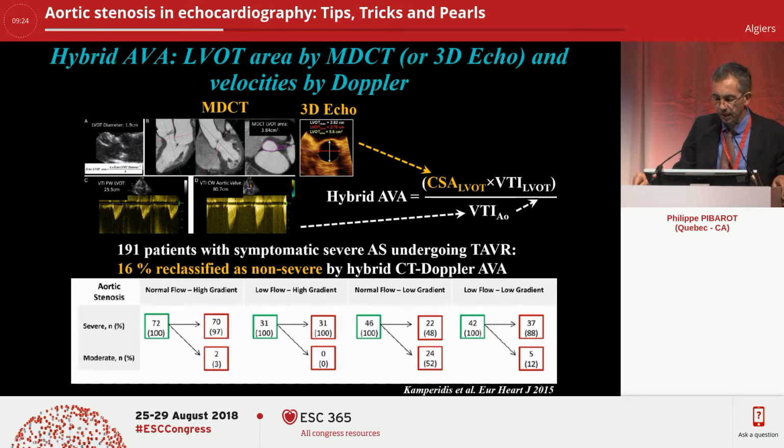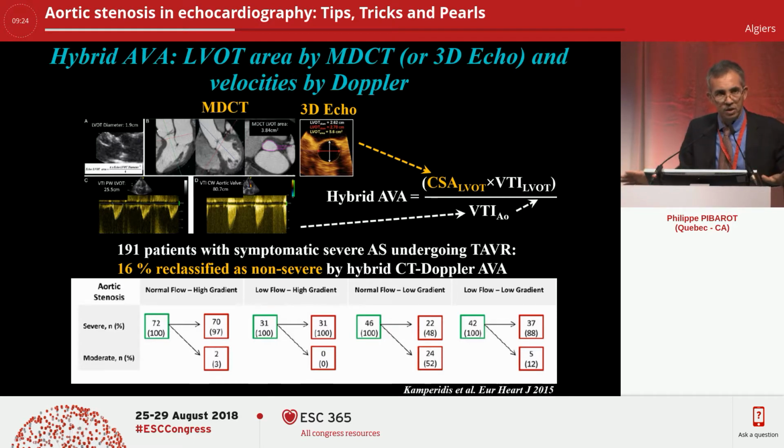And this method has been applied, I should say, retrospectively to a series of patients who have undergone TAVR for severe AS by the group of Camperidis and colleagues. So this is the group in Leiden. And actually, using this hybrid recalculated valve area, they reclassified 16% of the patients from severe to non-severe. Most of the patients were in the low flow, low gradient, normal flow, low gradient. But there were also, which is more intriguing, some patients with high gradient reclassified to non-severe.